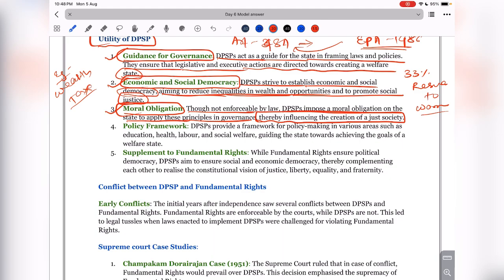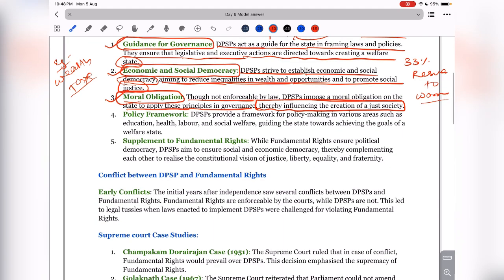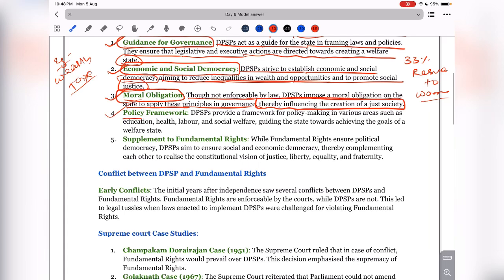Okay, then policy framework. How do DPSP promote the policy framework? DPSP provide a framework for policy making in various areas such as education. You might be knowing about National Education Policy 2020. This is implemented because it is clearly mentioned in the DPSP. Promotion of education, even education, I think it is mentioned in the fundamental right. You can skip that. Instead of that, you can write about health also.